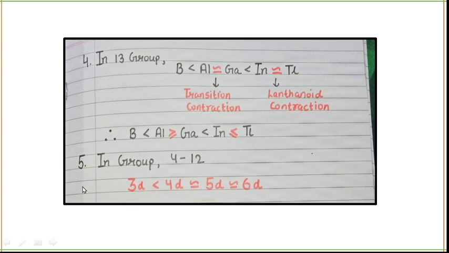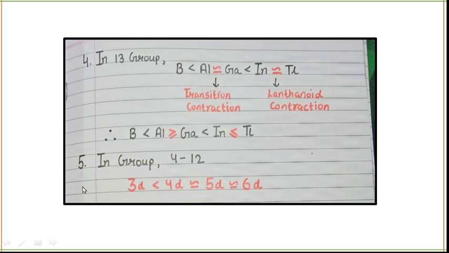In groups 4 to 12, which means in the D block elements, the 3D series always has less size than the 4D series, and the 4D series, 5D series and 6D series have equivalent radius or equivalent atomic size. I hope guys you are now clear about these two trends. We will solve further questions on these trends in the next video.